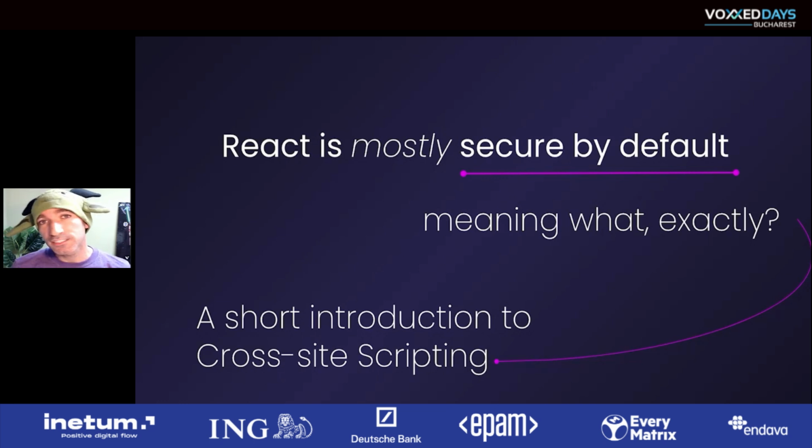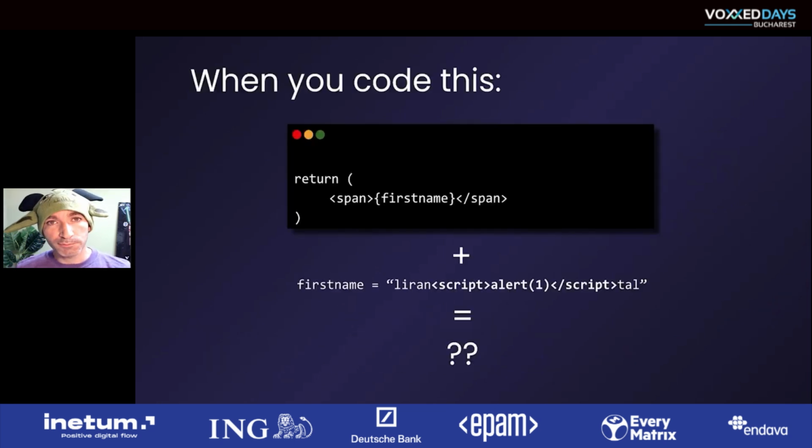I'm saying React is mostly secure by default. But what does secure by default mean? We need to explore this a little bit, and you need to understand a little bit more of the jargon. That's where I'm going to level up and say what XSS is, so everyone here can be on the same level playing field.